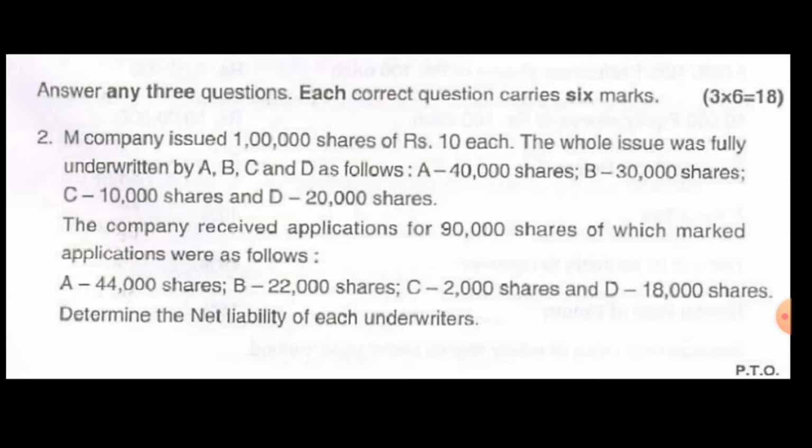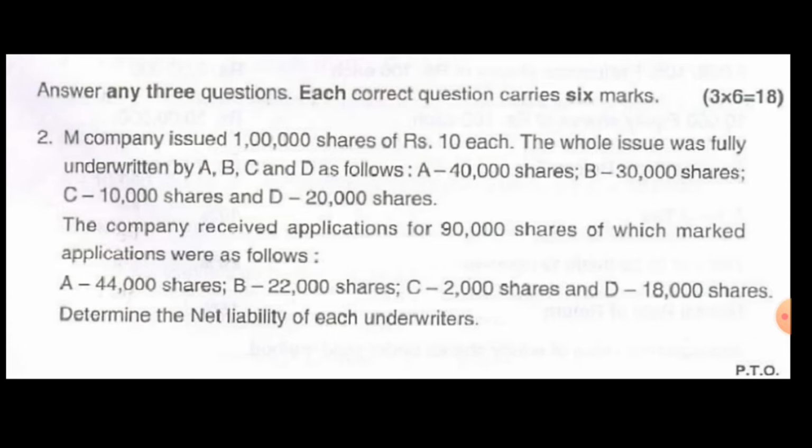The company received applications for 90,000. Total applications in this problem, they gave 90,000 shares. And marked applications also they gave: A 44,000 shares, B 22,000, C 2,000, D 18,000 shares. Determine the net liability of each underwriter. So we have to identify the net liability of each underwriter.